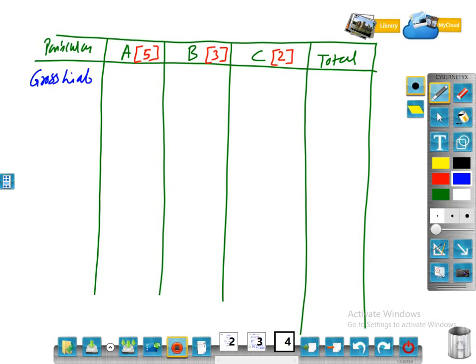What is the gross liability? 1 lakh. Total shares in IPO, 1 lakh. So 1 lakh you have to divide in the ratio of 5 is to 3 is to 2. So how much does it come to? It's very simple: 50,000, 30,000 and 20,000. So write down here 50,000, 30,000 and 20,000.